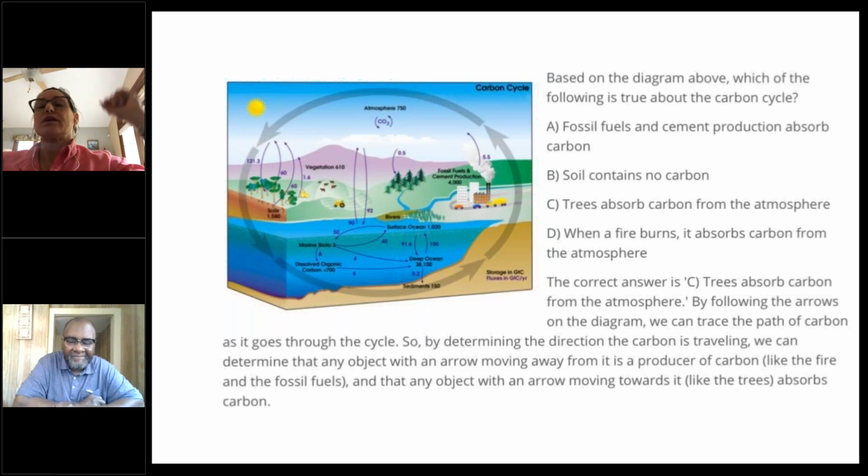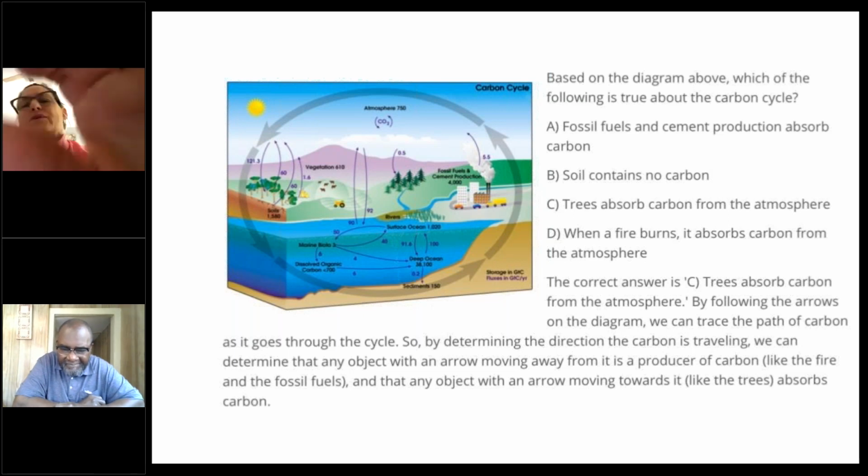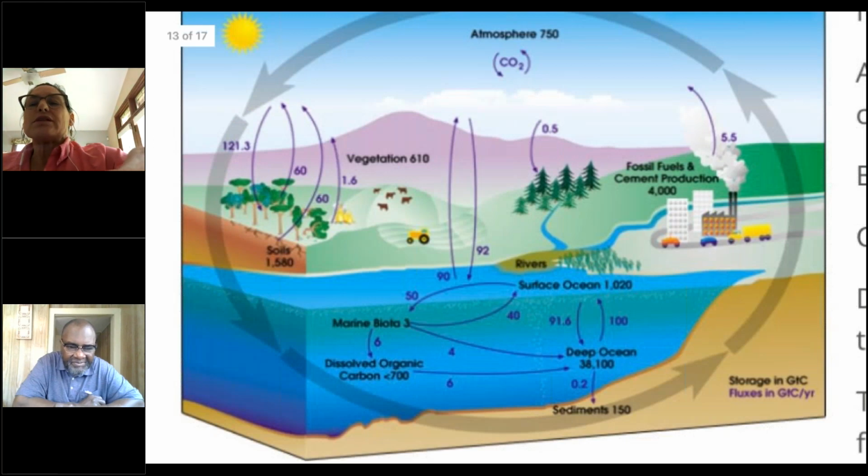Right. So that's true. And let's just read D, even though we found the true one. When a fire burns, it absorbs carbon from the atmosphere. Well, I'm going to expand this a little bit so you can see the fire. It's between the word soils and vegetation.